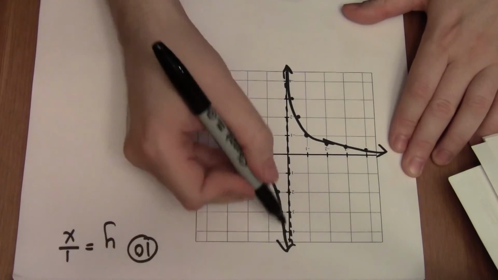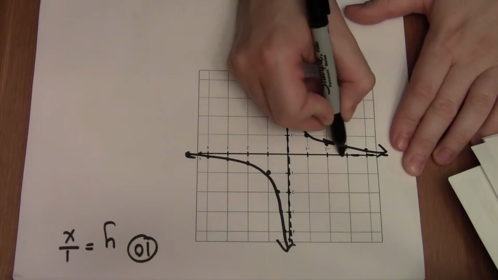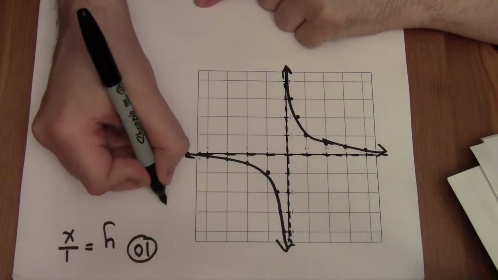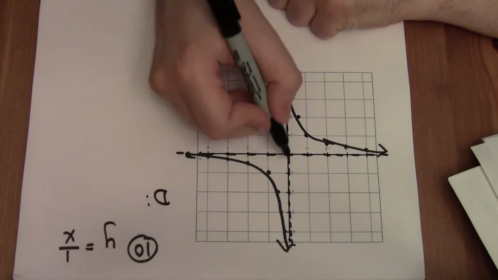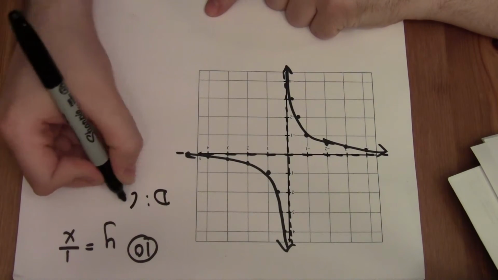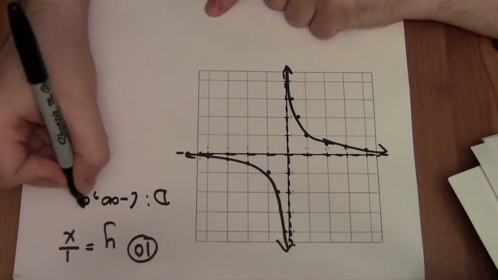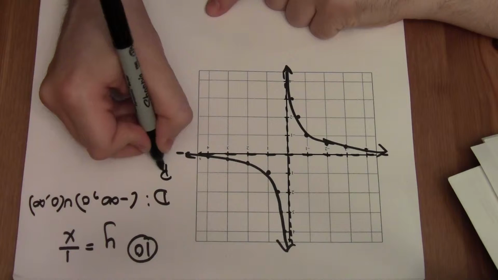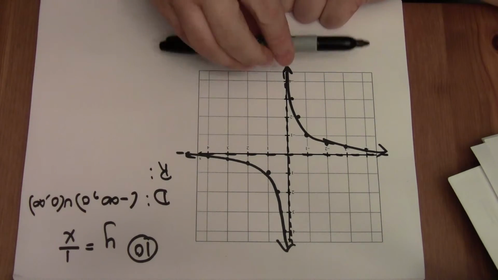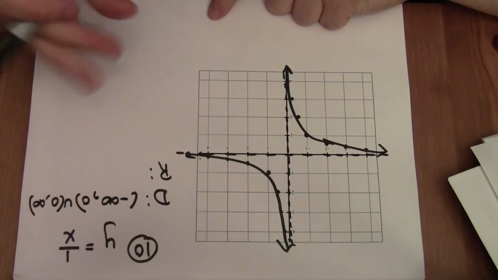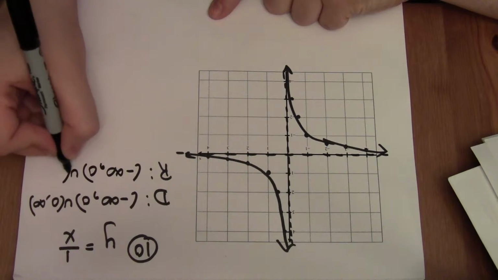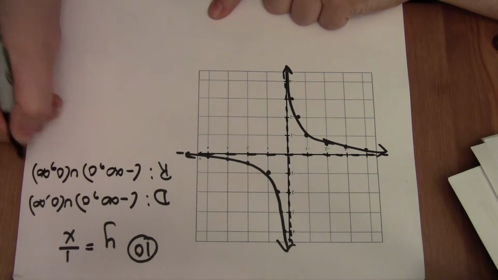We not only have a vertical asymptote, but we also have a horizontal asymptote on the x-axis. My domain is all real numbers except for x equals 0. So my domain is negative infinity, comma 0, union 0, comma infinity. My range is the same deal, all real numbers except for y equals 0. So I'm going to say again, negative infinity, comma 0, union 0, comma infinity.